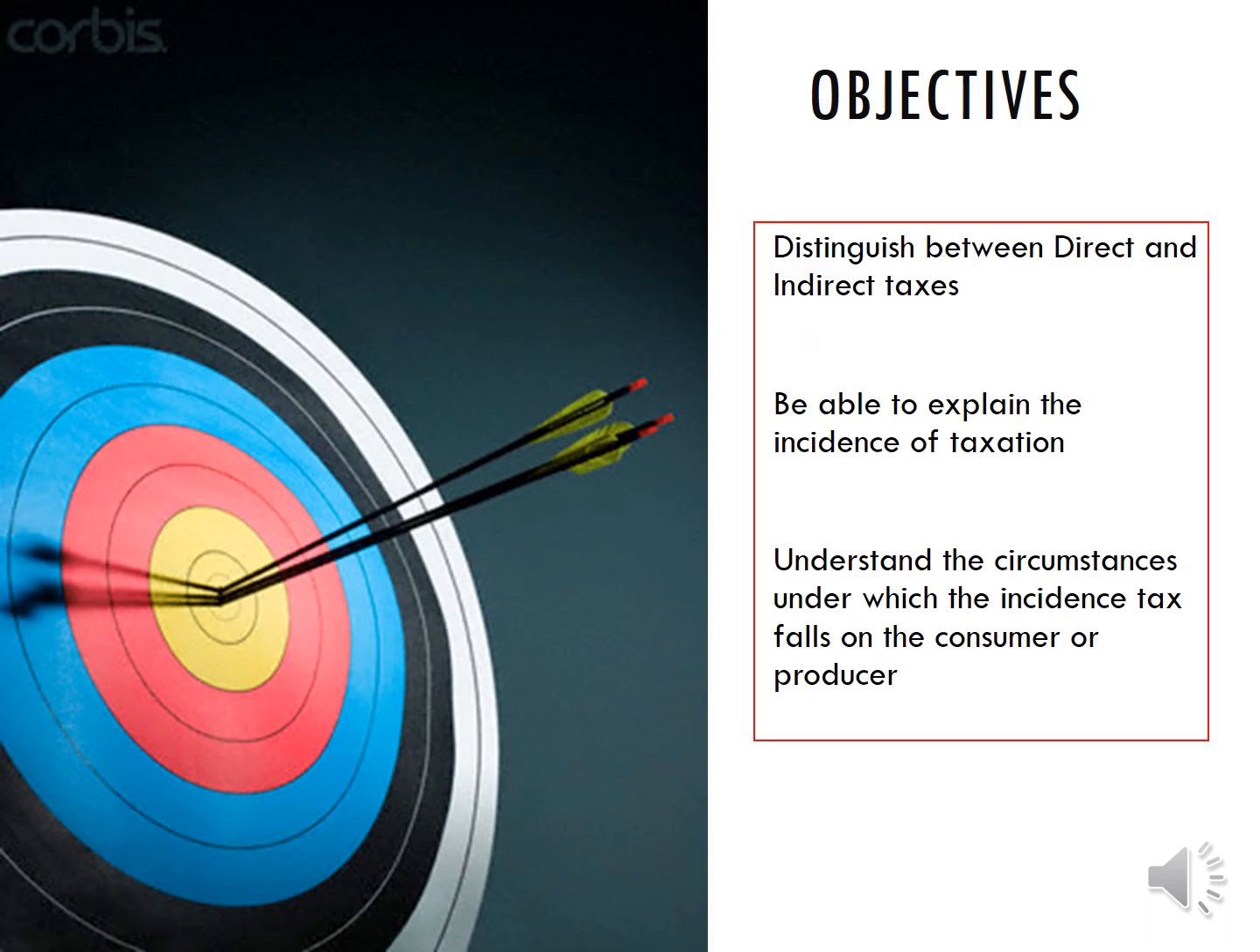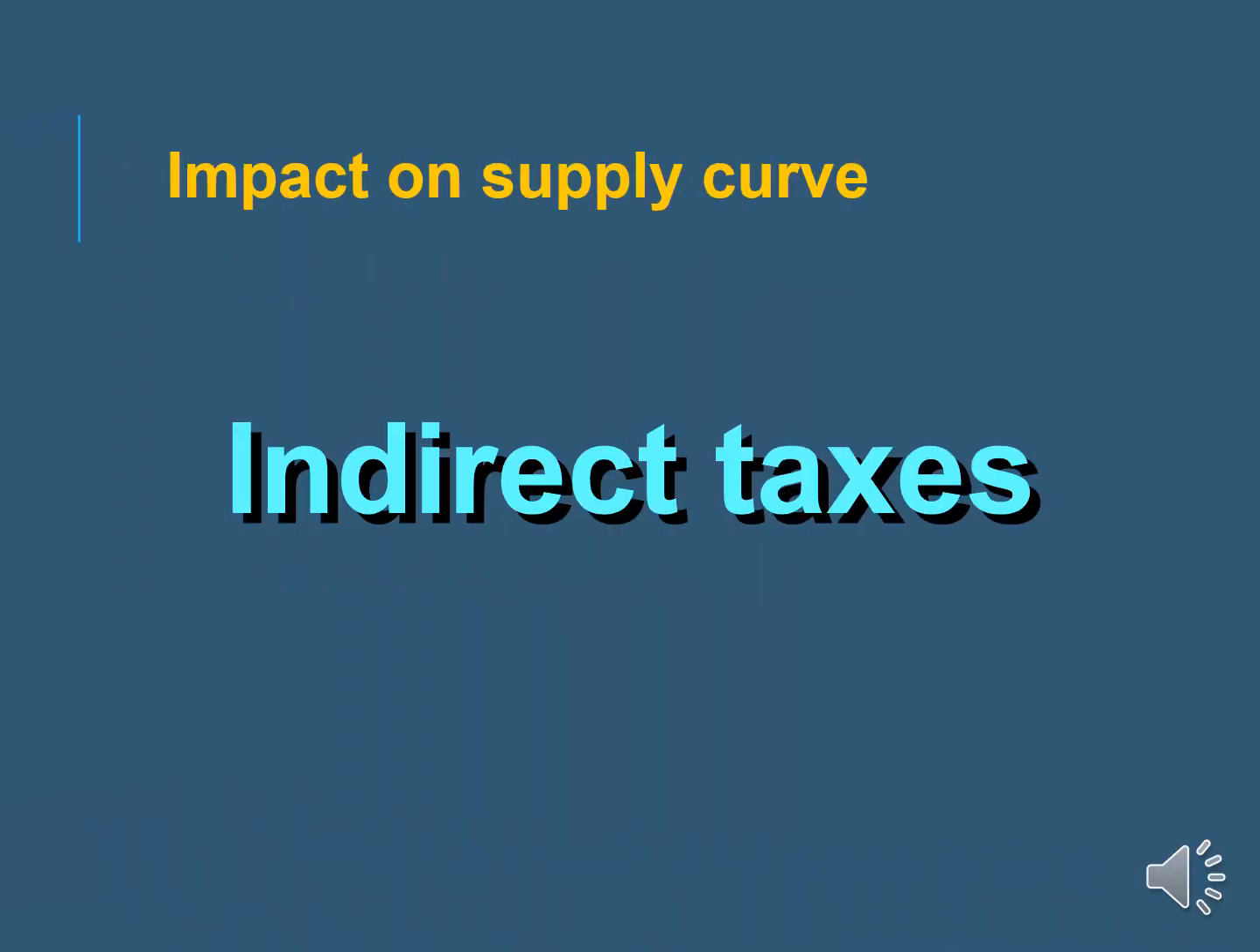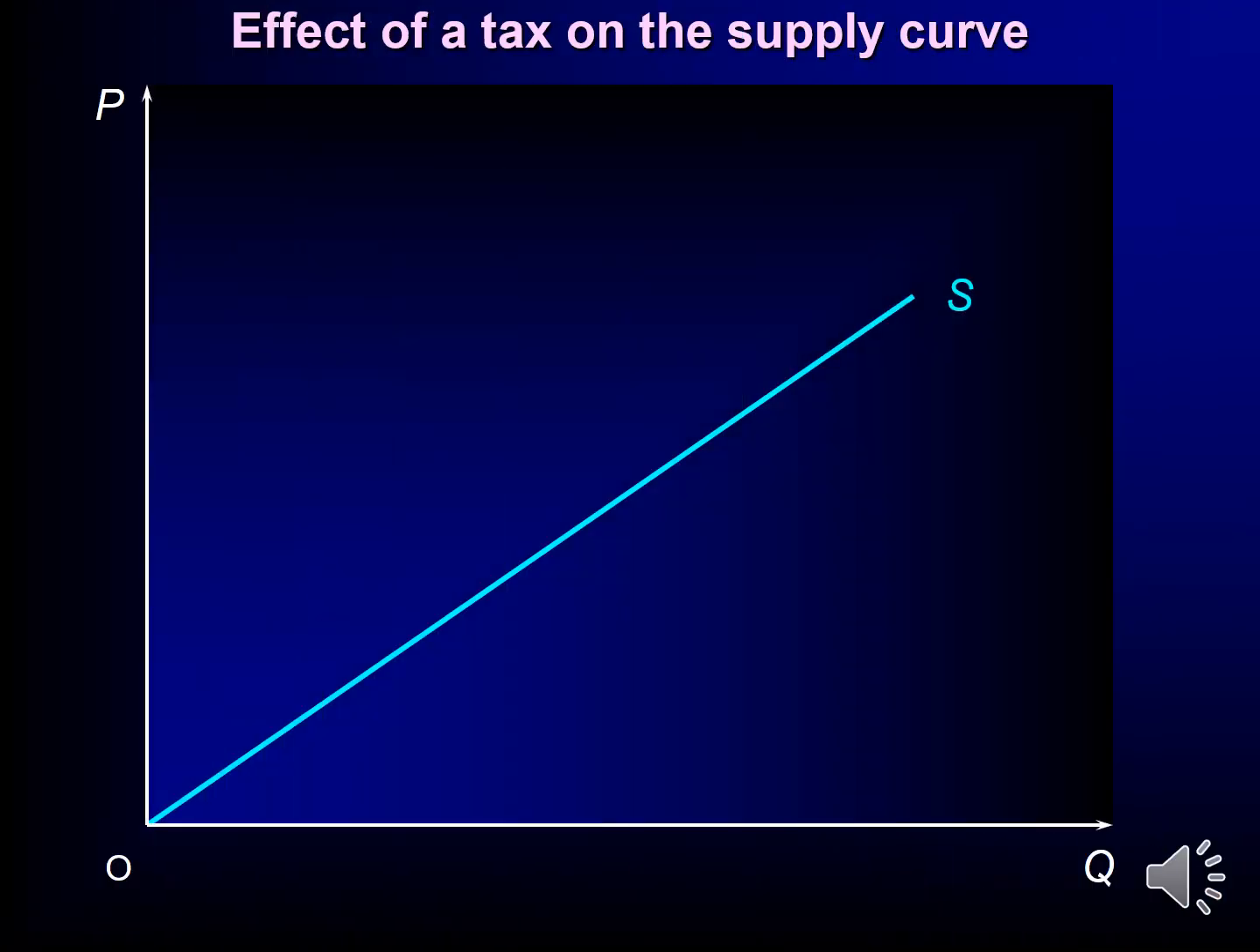So now let's move on to look at the incidence of taxation. Before we do that, we need to look at the impact on the supply curve. And here we're talking about indirect taxes, so specific or ad valorem. So here is a supply curve, and let's have a look at the impact of an indirect specific tax. So here we can see that there's a flat rate applied to each unit of the goods. The amount that's been added on to each good is the same. So we've got a shift here for a specific tax.